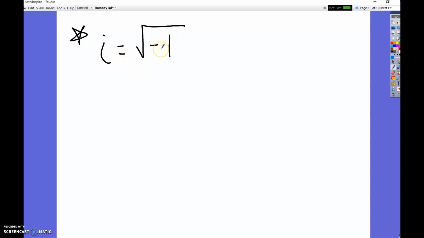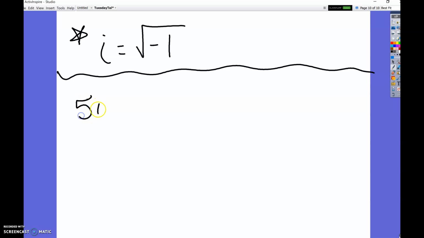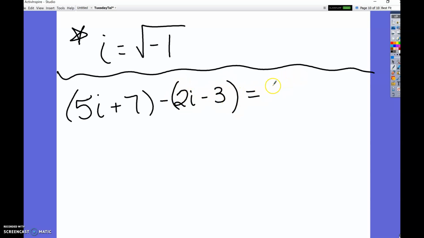i is equal to the square root of negative 1. And so actually mathematicians had so much fun creating imaginary numbers, they said, oh, we can add them. So if someone says, what's 5i plus 7 minus 2i minus 3? You can still do operations. Well, 5 imaginary numbers take away 2 imaginary numbers is 3 imaginary numbers. And 7 take away negative 3 would make 10.